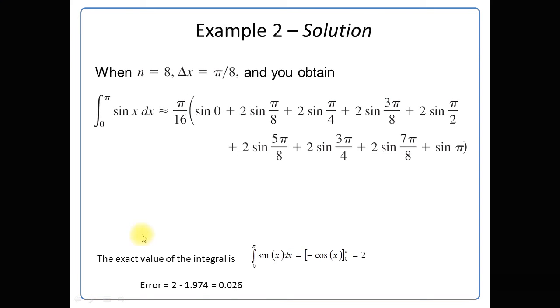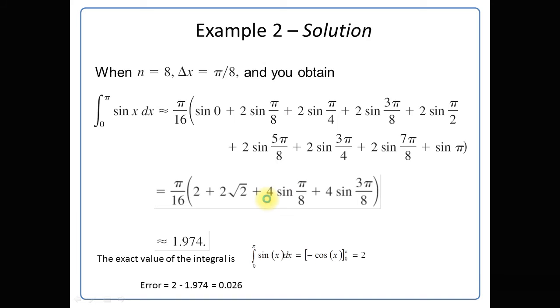So why is the error here less compared to the previous calculations when n is equal to 4? Because n is equal to 4 means 4 trapeziums and n is equal to 8 means 8 trapeziums. So when we increase the number of trapeziums, we will get more accurate results from the definite integrations.